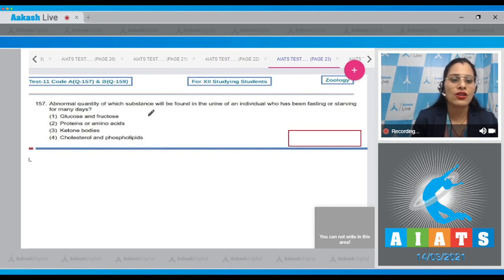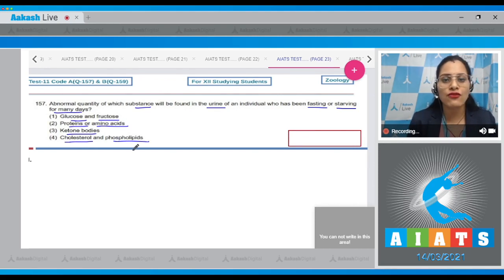Abnormal quantity of which substance will be found in urine of an individual who has been fasting or starving for many days? Options given are option number 1, glucose and fructose, option number 2, proteins or amino acids, option number 3, ketone bodies, and option number 4, cholesterol and phospholipids. And the correct answer to this question is option number 3, ketone bodies.